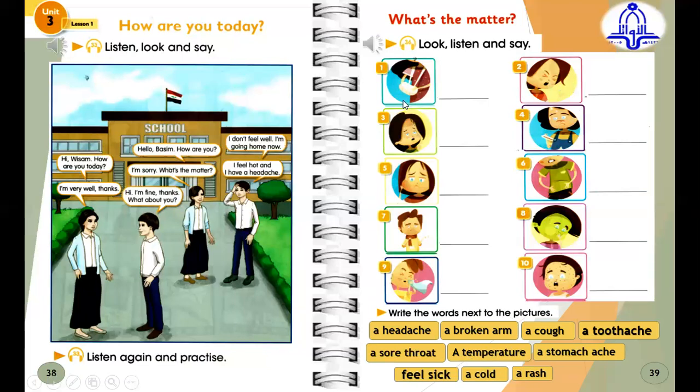1. A broken arm. 2. A cough. 3. A headache. 4. A temperature. 5. A toothache. 6. A stomachache. 7. A sore throat. 8. Feels sick. 9. A cold.